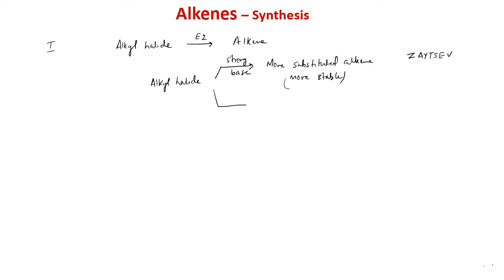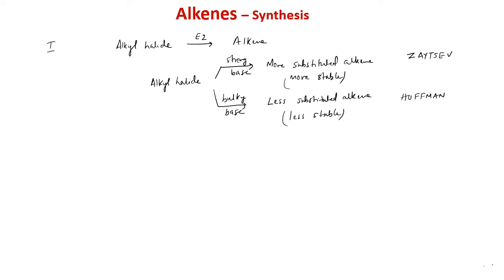Now, if the base that we're using is a bulky base, then it gives us the less substituted alkene as our major product. Now, the less substituted alkene is also the less stable alkene, and this reaction is a Hofmann elimination.